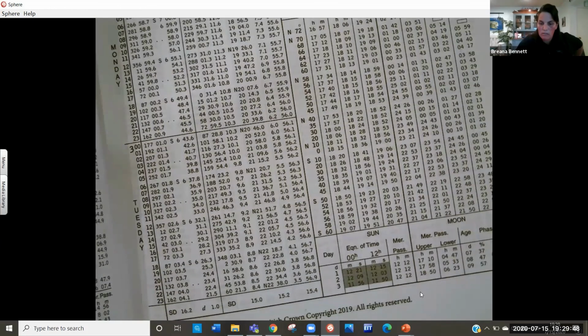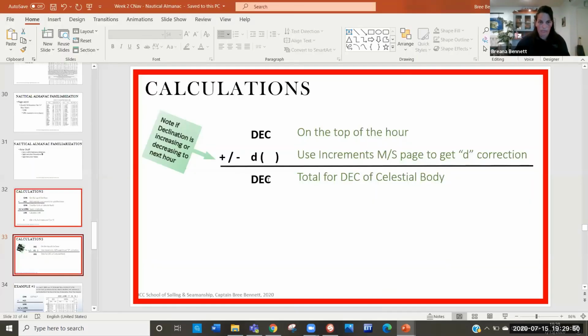Let me bring back PowerPoint. So my note is whether declination is increasing or decreasing to the next hour. So are we going to add or subtract it? And in that, so D, I'm going to put in right here what that d was when I looked at it on the daily pages. So then when I go to my minutes and seconds page, I can get what the correction is.